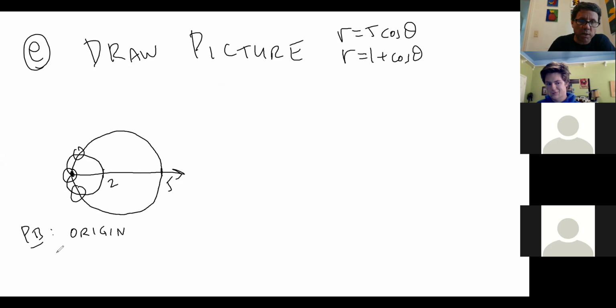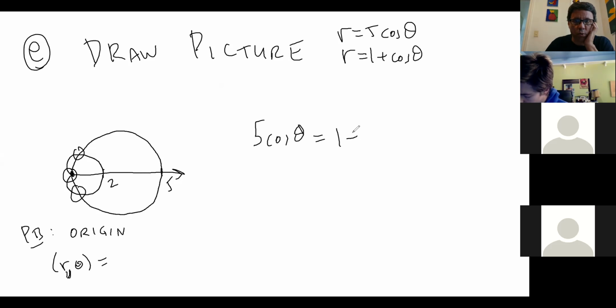But the key is these must be listed as actual points, not just angles. So if you gave me the angle, that's not a point. So you need to find the point. So we need to find both r and theta for those points. And those do come from setting these 2 curves equal to each other. 5 cosine theta equals 1 plus cosine theta. So you have to solve that.